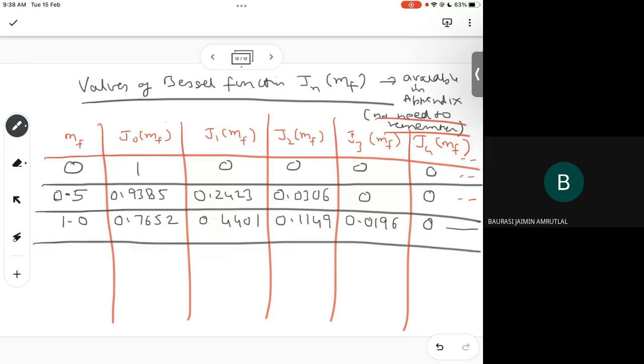Let's take one more example. One we have taken; let's say 1.5, because we are going to refer to this for solving our problems. And normally these things are provided.